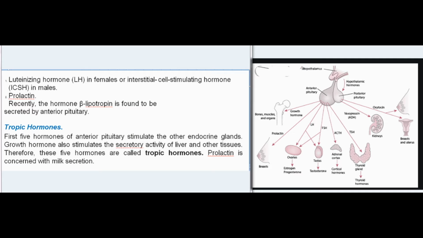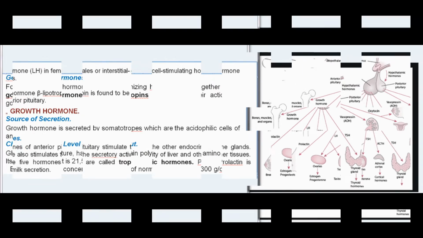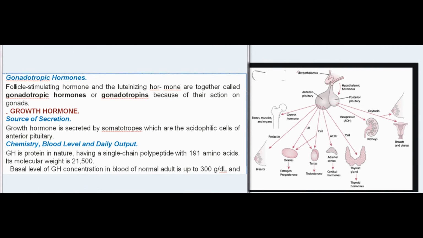Tropic hormones. First five hormones of anterior pituitary stimulate the other endocrine glands. Growth hormone also stimulates the secretory activity of liver and other tissues. Therefore, these five hormones are called tropic hormones. Prolactin is concerned with milk secretion. Gonadotropic hormones. Follicle stimulating hormone and the luteinizing hormone are together called gonadotropic hormones or gonadotropins because of their action on gonads.